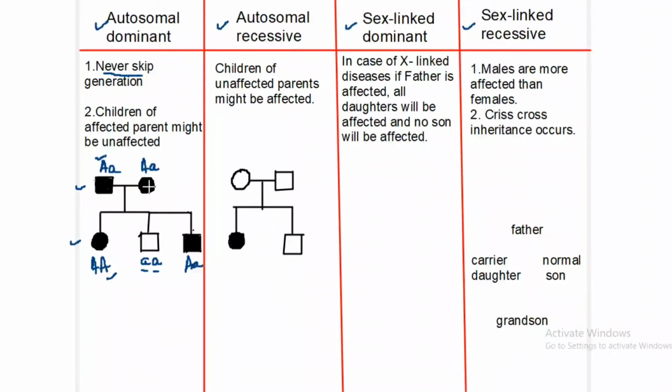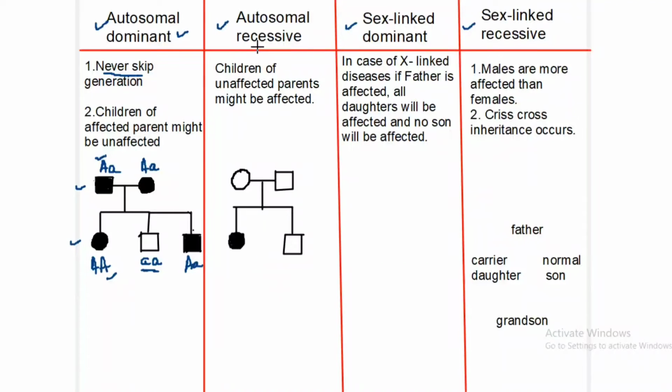If both parents are affected with an autosomal dominant disorder, it is quite possible that some of the children may be unaffected, because they do not contain any dominant allele, due to the heterozygous nature of the parents.